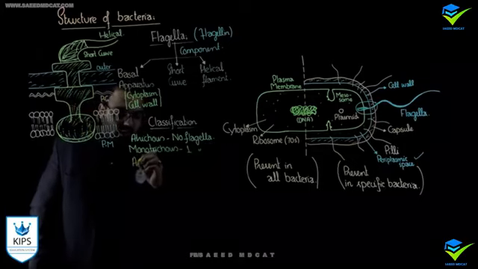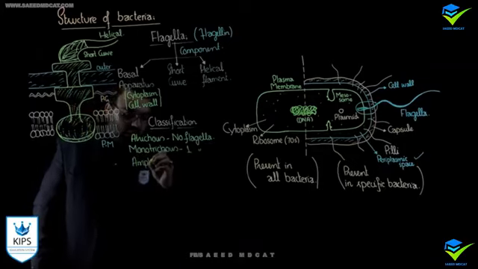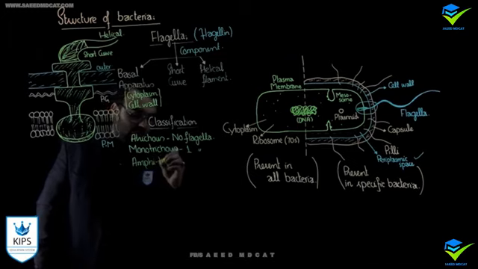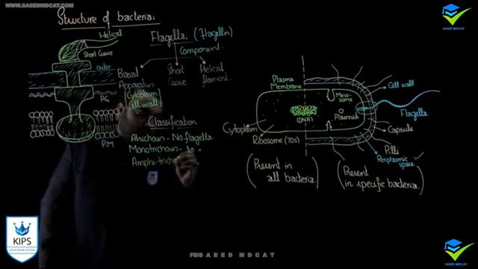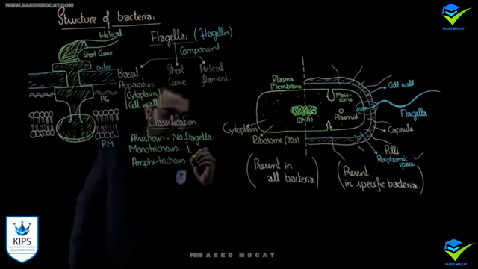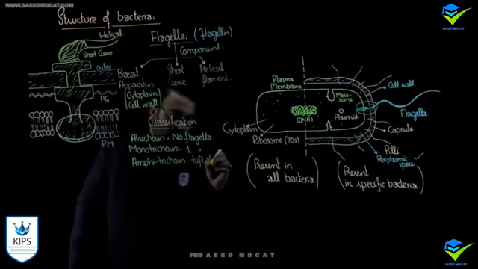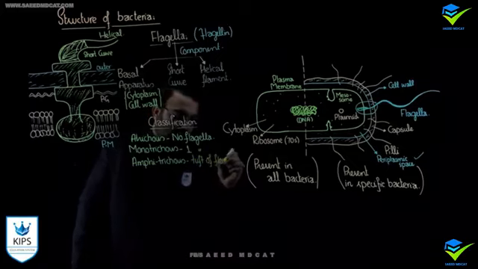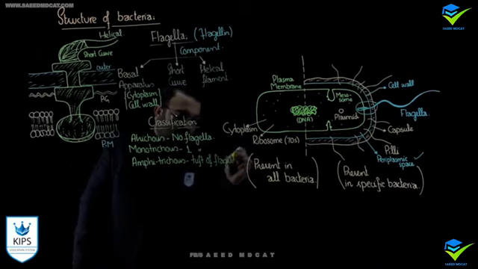The other one is known as amphitrichous. As the name suggests, amphi means dual. So they have a tuft of flagella on both ends.